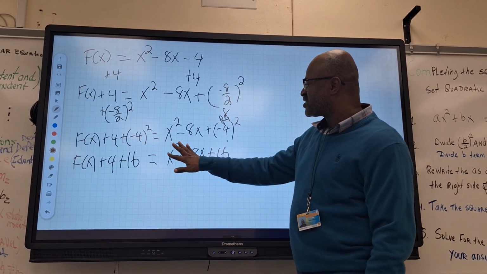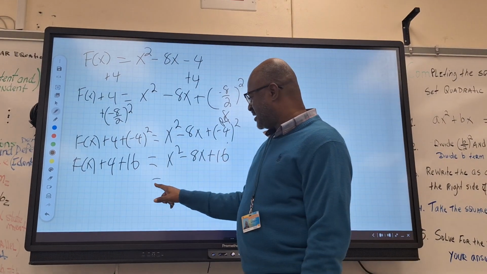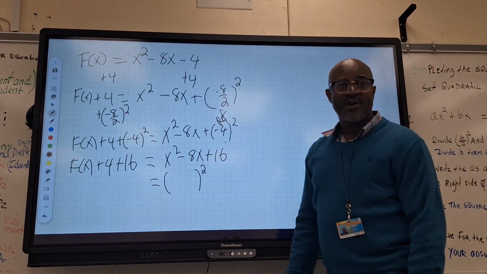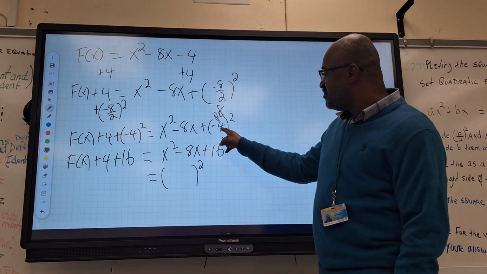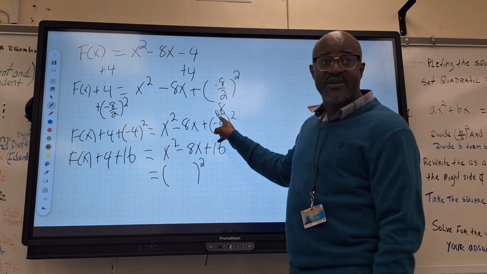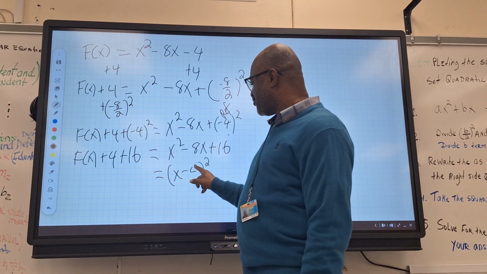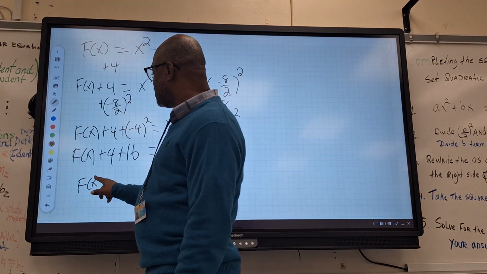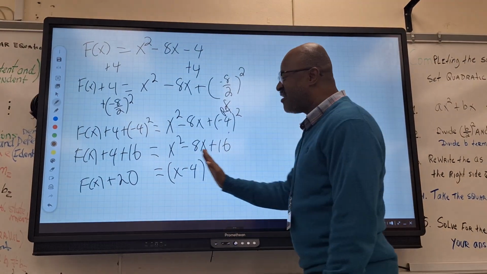This becomes a perfect square trinomial. It's something times itself, so that something times itself is something squared. Right? What goes inside the parentheses? X minus 4. That's the reason you keep that as your reference: always the number that goes inside the parentheses with your variable. That will be x minus 4. And on that side you will have f of x plus what? Plus 20. We almost have that in vertex form.